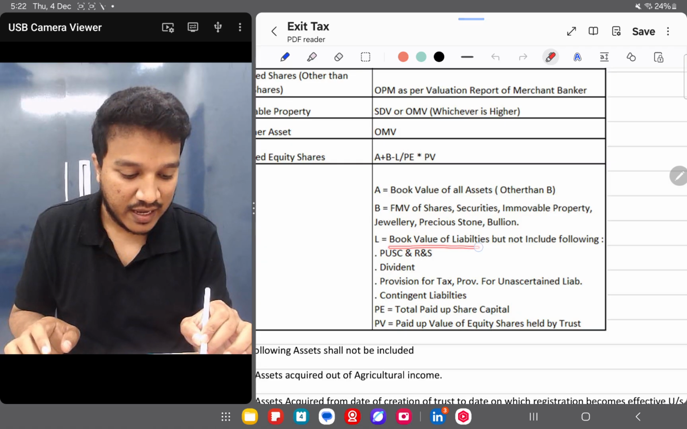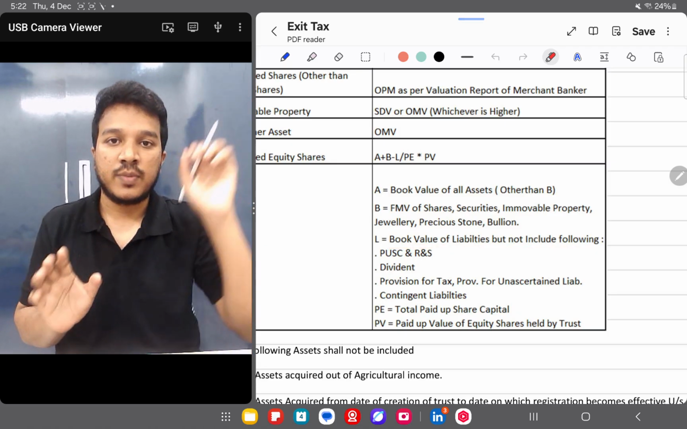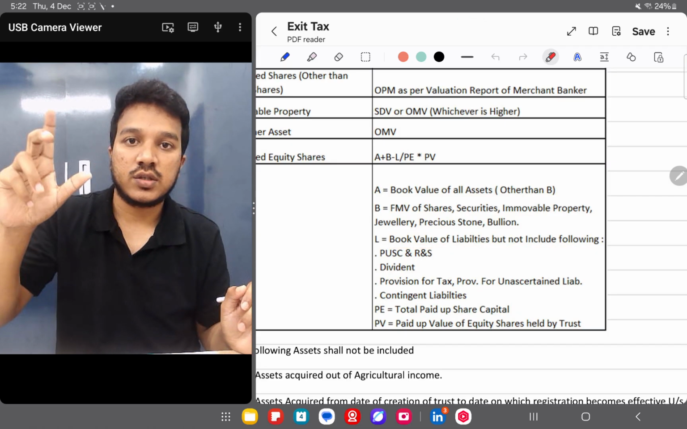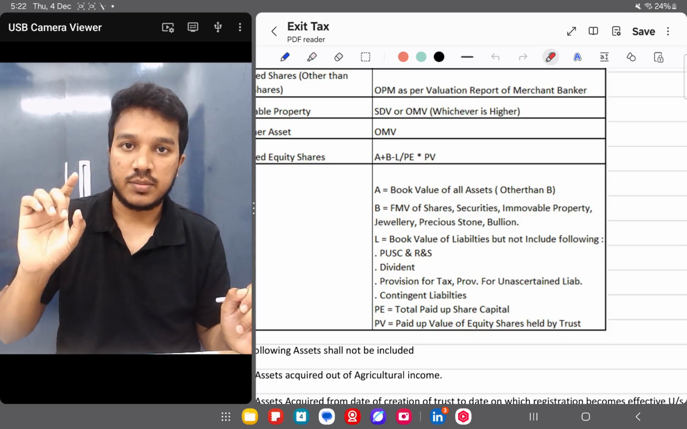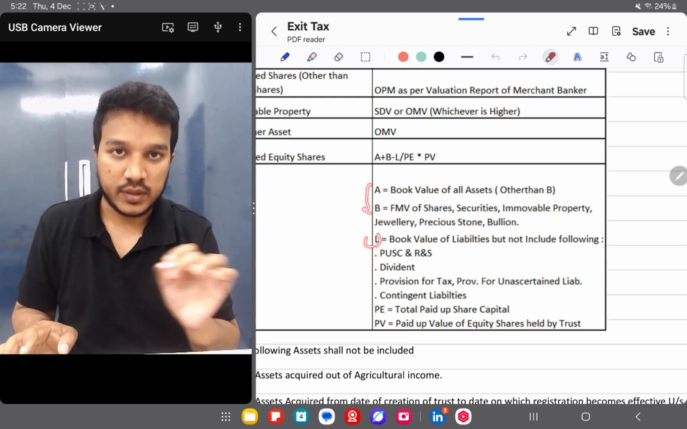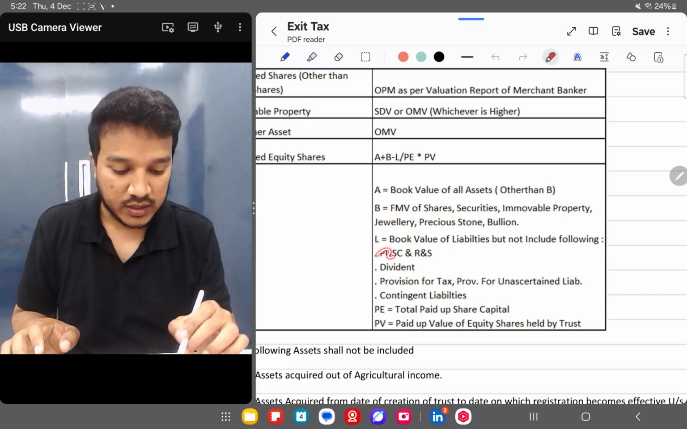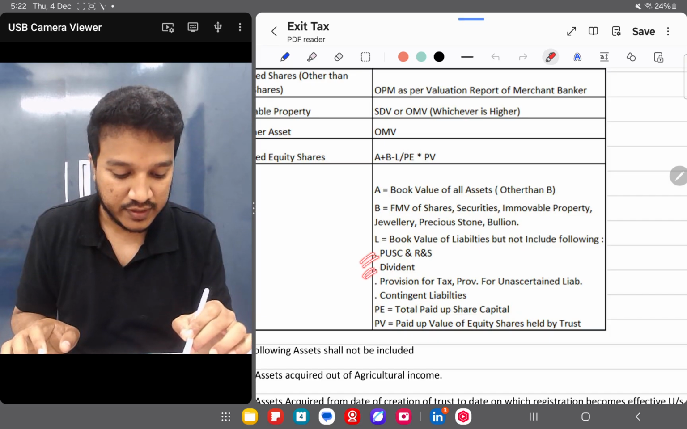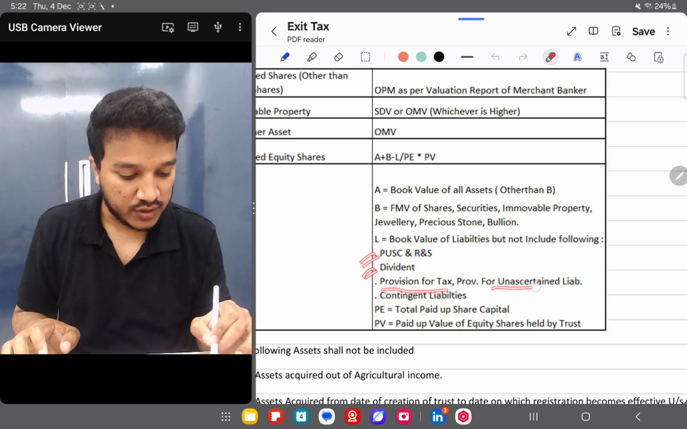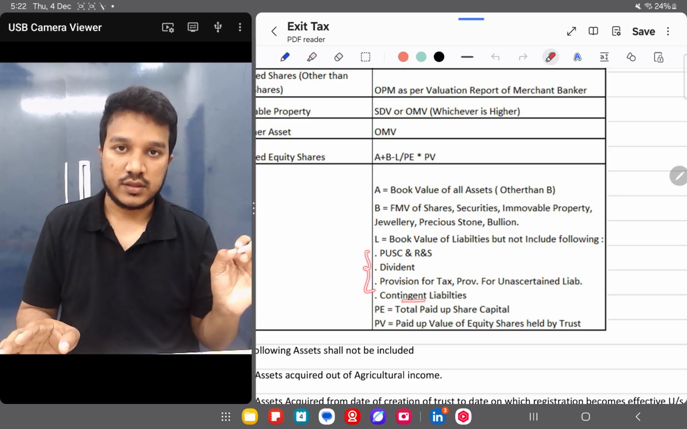You take the book value of liabilities, but it does not include the following. For net worth, what you will do is take assets minus liabilities. You will not consider your capital and reserves and surplus. Correct? In the same way, assets minus liabilities is over. Now when you are considering liabilities, you will not consider paid up share capital, dividend, provision for tax, provision for unascertained liabilities, and contingent liabilities. So these four you will not consider.